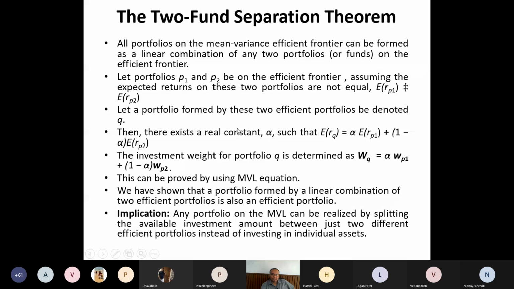And then we have seen the two fund separation theorem. It is based on the MVL equation because the MVL equation is a linear equation, right? The relation between the ERP and the weights of the portfolio vector WP bar. So it's a linear equation. So if we know two portfolios, we can frame a third portfolio on the efficient frontier, which is a linear combination of these two portfolios. So actually all the portfolios on the efficient frontier are linear combinations of two portfolios on the efficient frontier. So that's the two fund separation theorem, right?